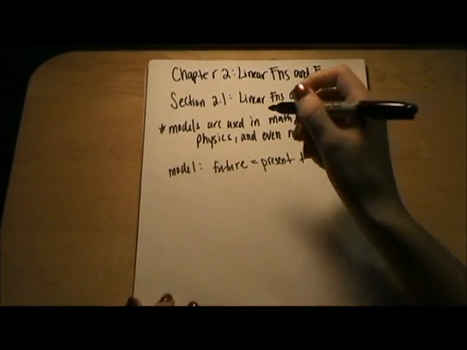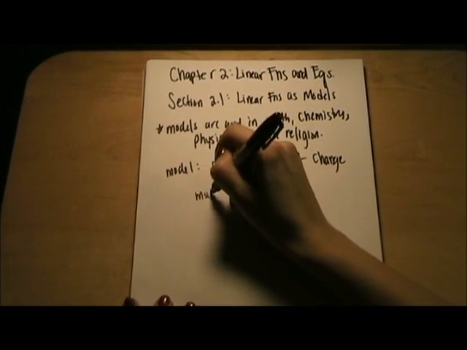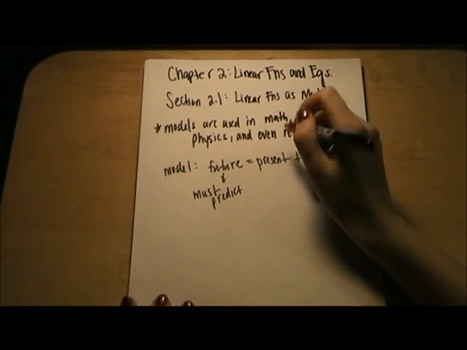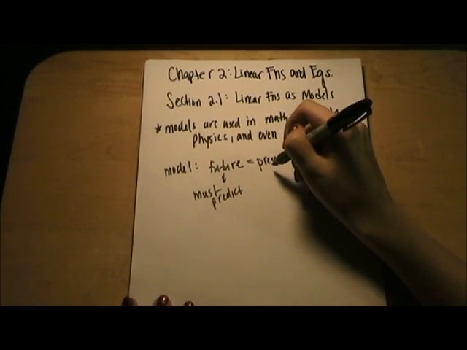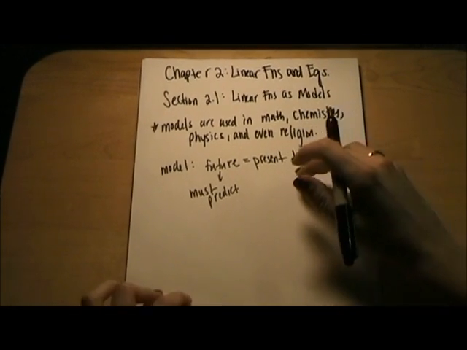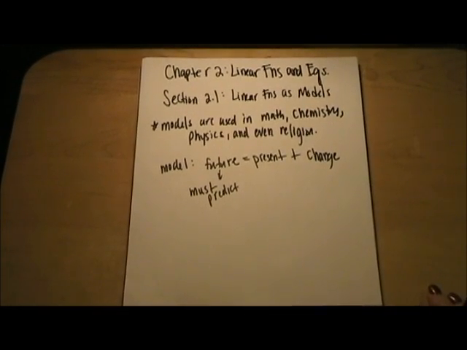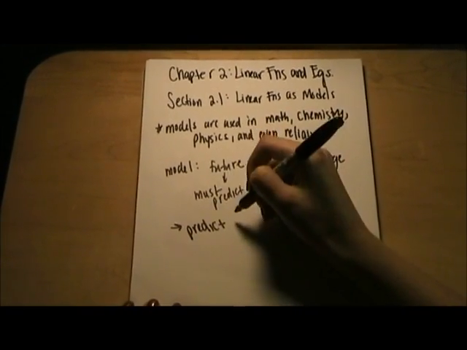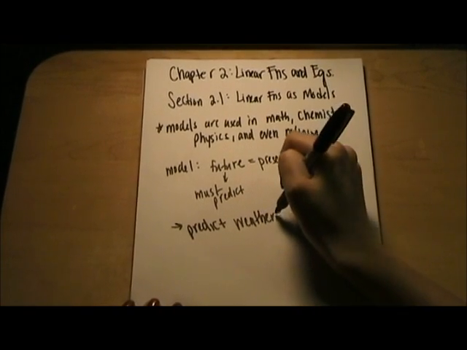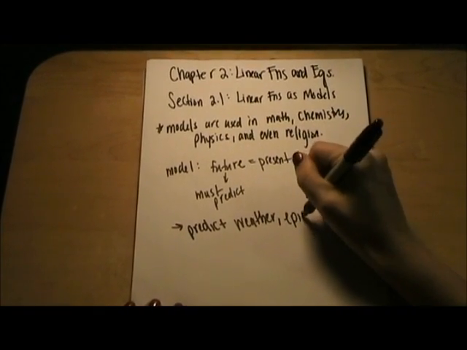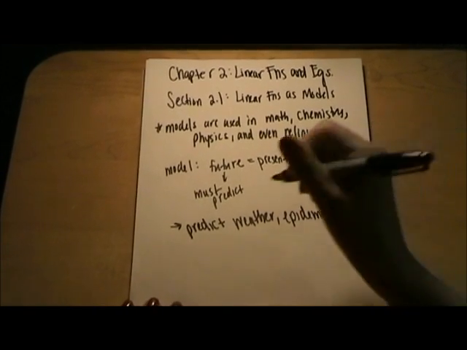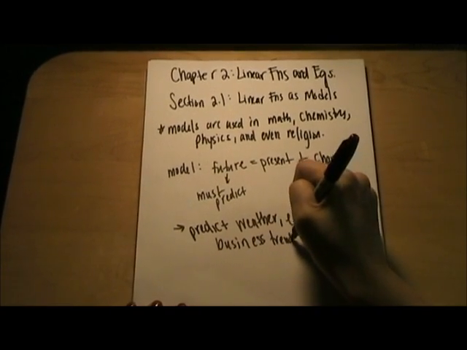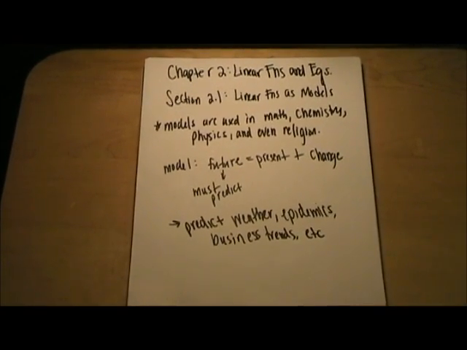Every model must be able to predict something. And then we have some present value plus whatever change. Models are used to predict weather, epidemics, business trends, and many other things in our everyday lives.